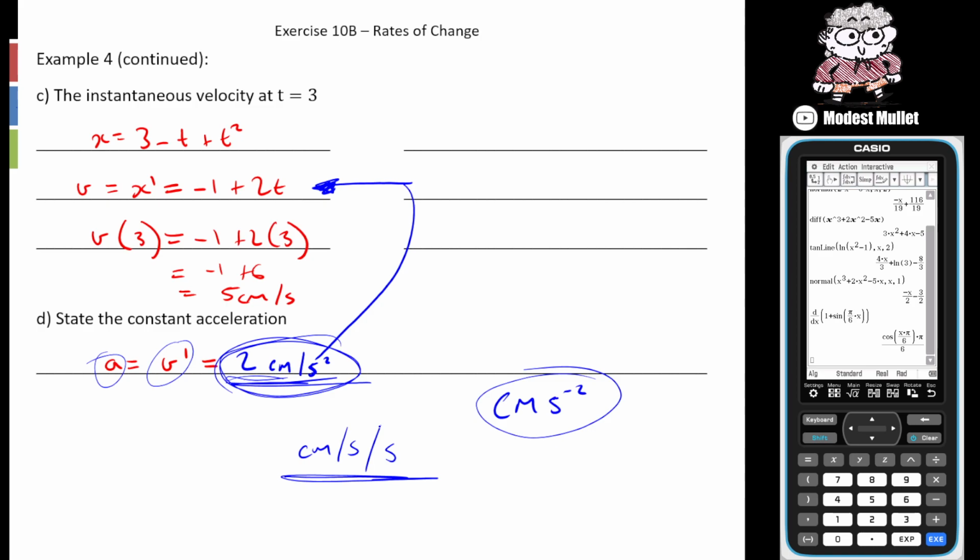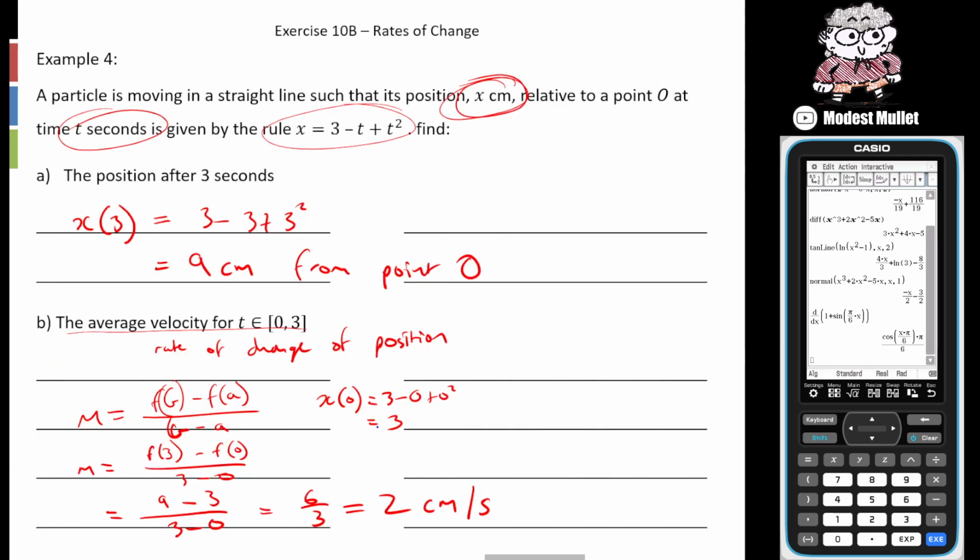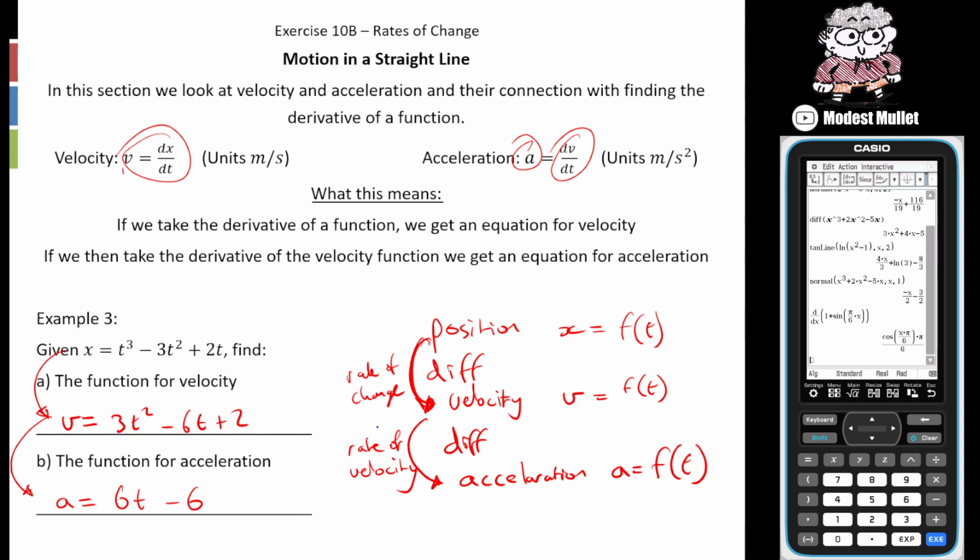And that's it. That is rates of change. Average is just rise over run. Instantaneous is the derivative. And there's a special connection between position, velocity, and acceleration. If you start with position and differentiate, you get velocity. If you take velocity and differentiate that, you get the acceleration equation. That's the whole exercise in a nutshell.